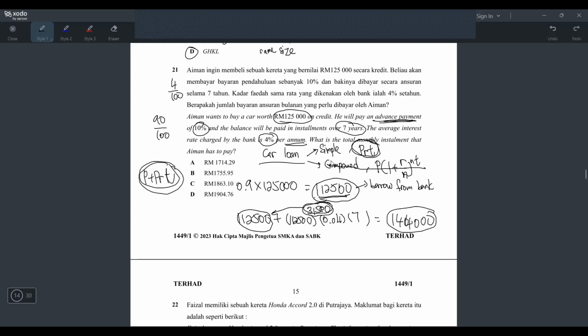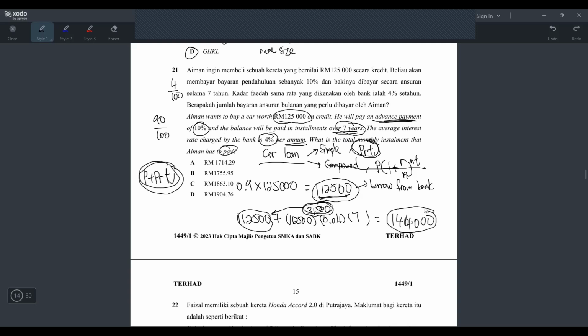So that doesn't make sense, right? When you pay back, it will be more than this amount, right? That's why it's like this. But then they ask, what is the total monthly installment that Aiman has to pay? Okay, he will pay over 7 years. So that's why you have to take this one.